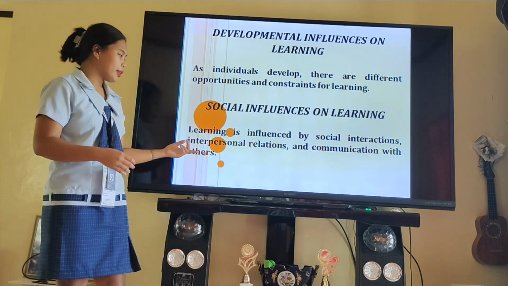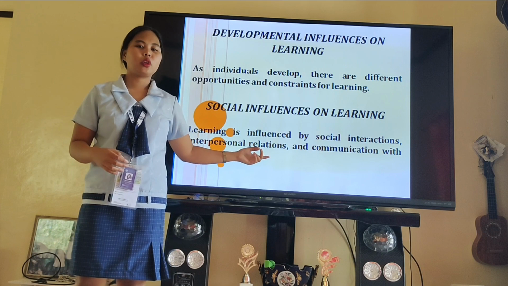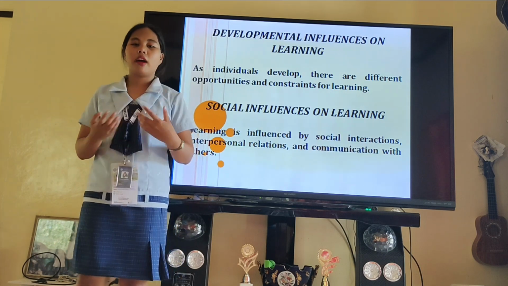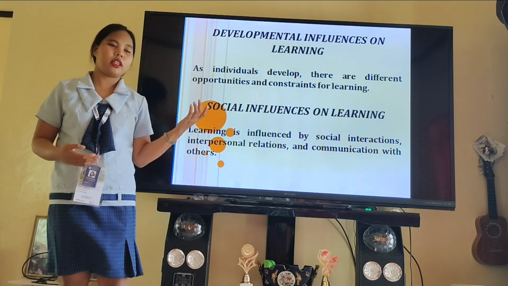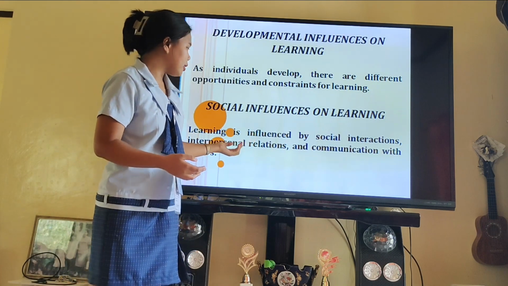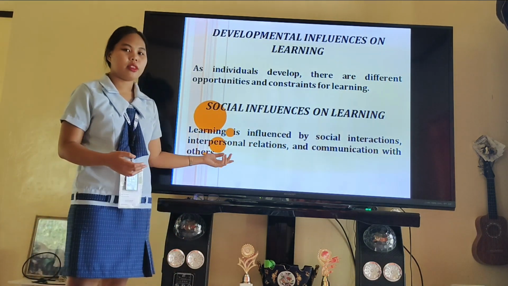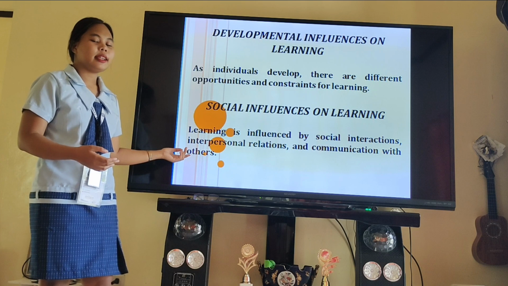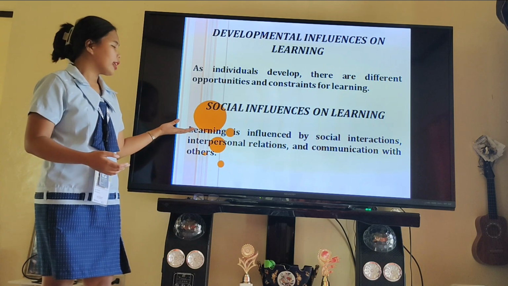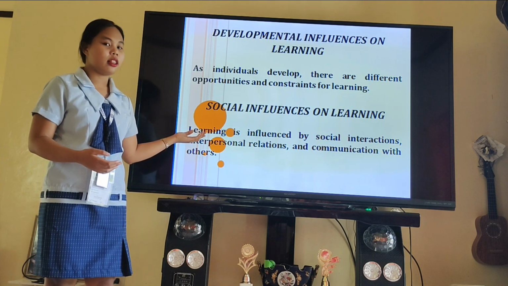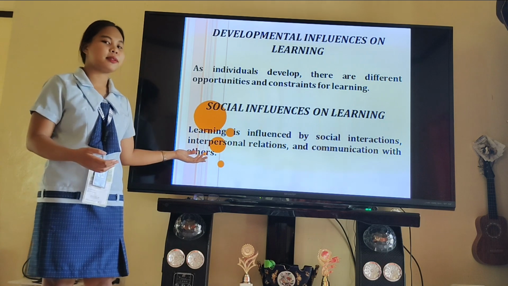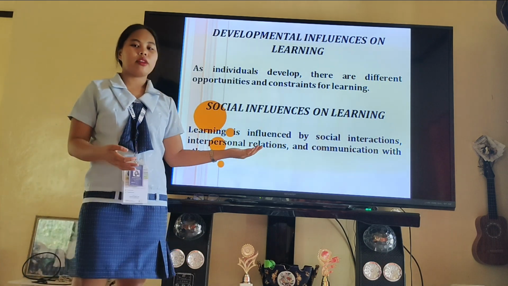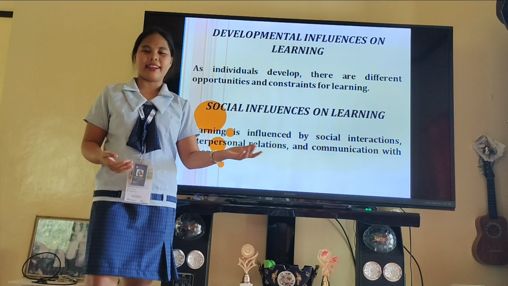When we say interpersonal relations, it is all about communicating with someone or with others for you to be able to gain knowledge. And the last one is communication with others. Just like what I said, it is very important, or we can gain learnings or knowledge, if we are communicating with someone or others that also have an idea.